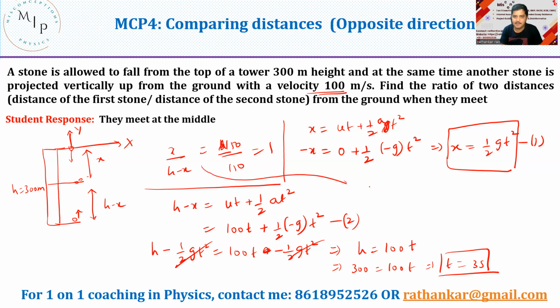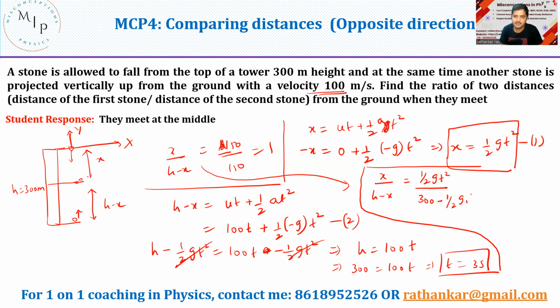So let me take this from here. I don't have space, so let me write it down here. We put a boundary here. This is fine. Okay. Now x by h minus x. Let me write down x divided by h minus x. What is x here? x is nothing but half gt square. Let me substitute: half gt square divided by, what is h minus x? 300 minus half gt square.